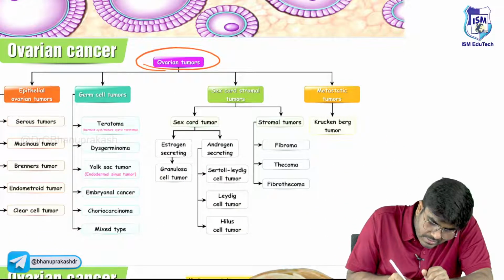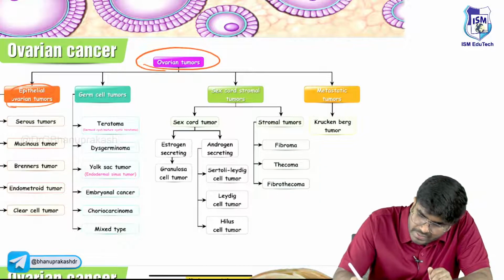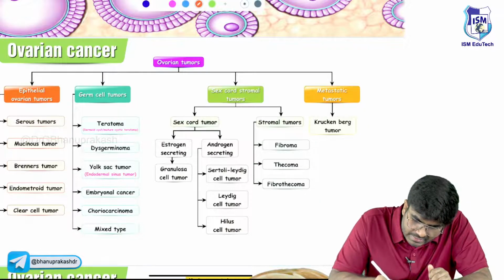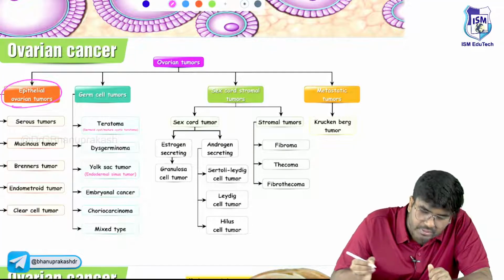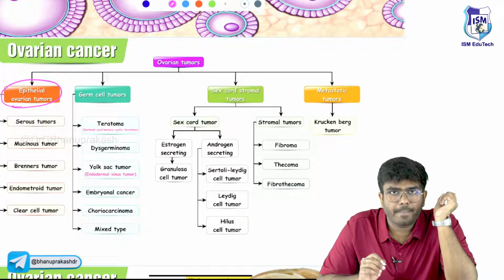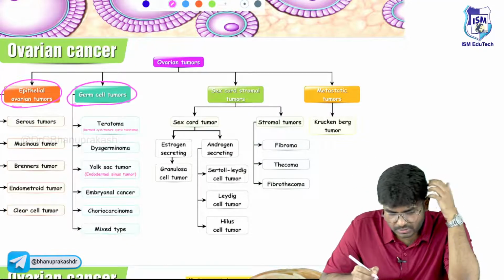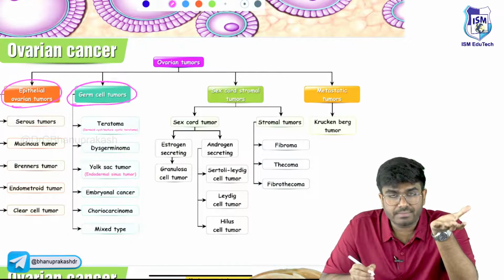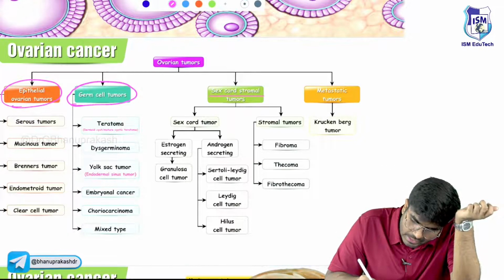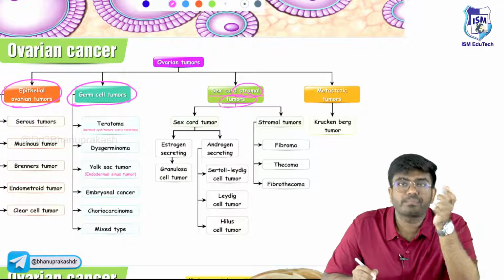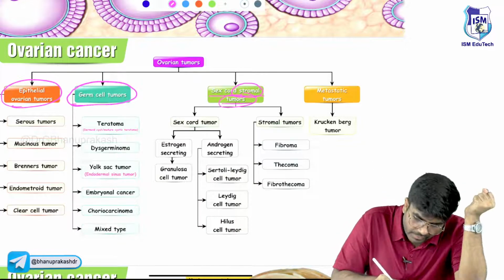Epithelial ovarian tumors are arising from the surface epithelial cells. Germ cell tumors are coming from the germ cells. And sex cord stromal tumors are coming from the stroma.